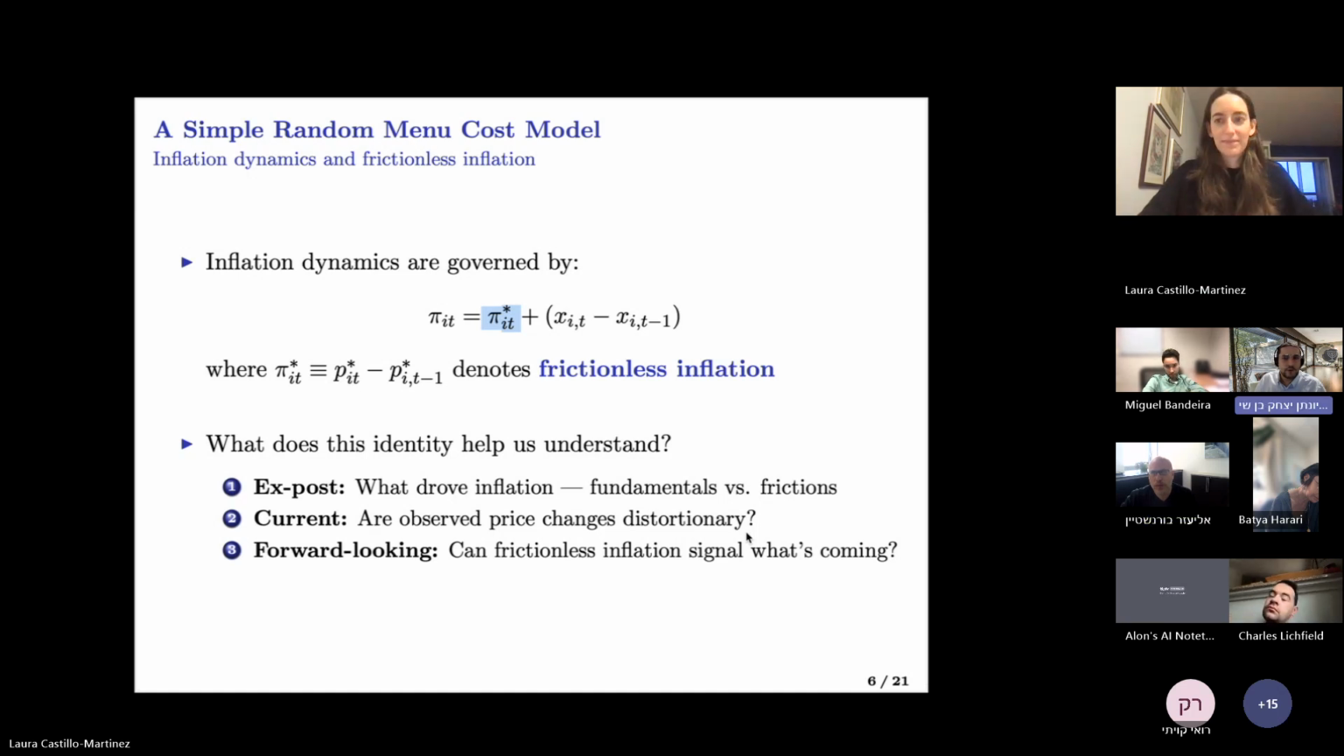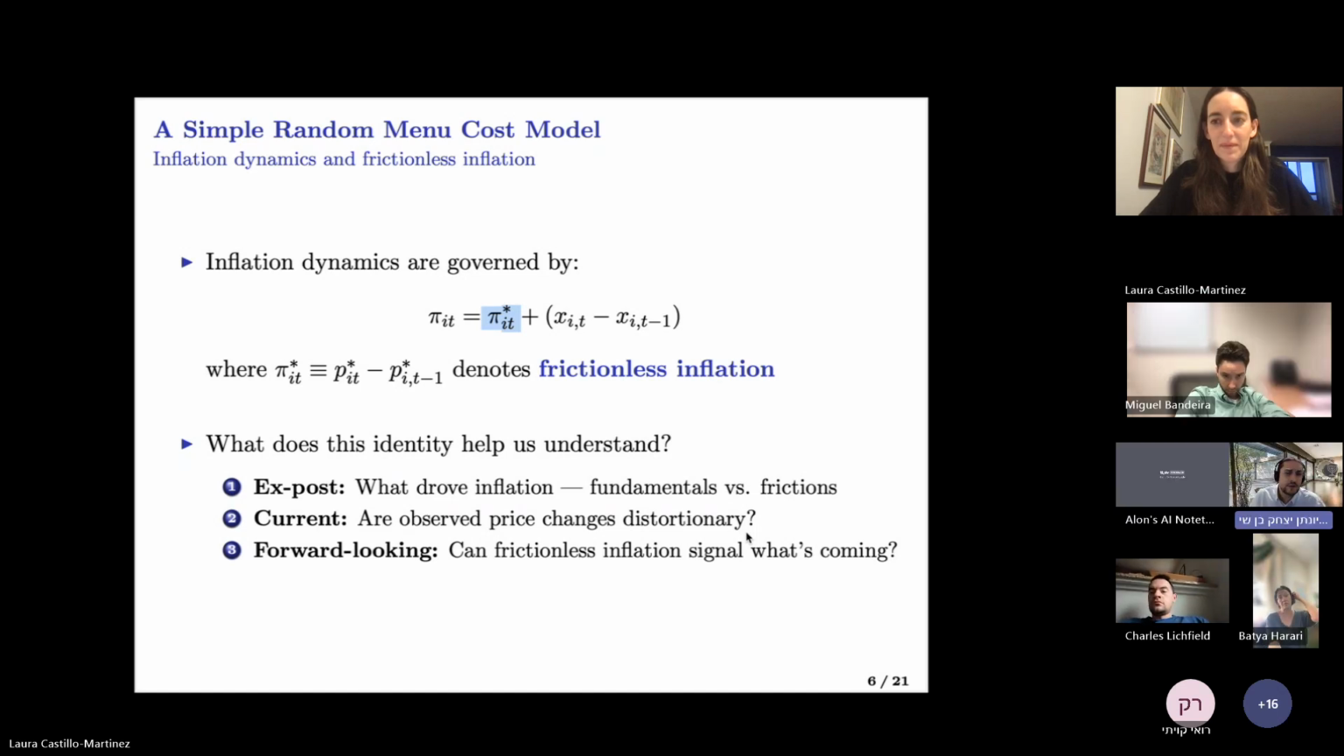Thank you very much. I just have one question too. Go for it. Maybe it's related to the first point about ex post and what is driving inflation. Is it possible that frictionless inflation, which is a very nice decomposition, would also capture things that are not friction, like behavioral, non-rational behaviors? It's going to capture any friction that's outside the menu cost.